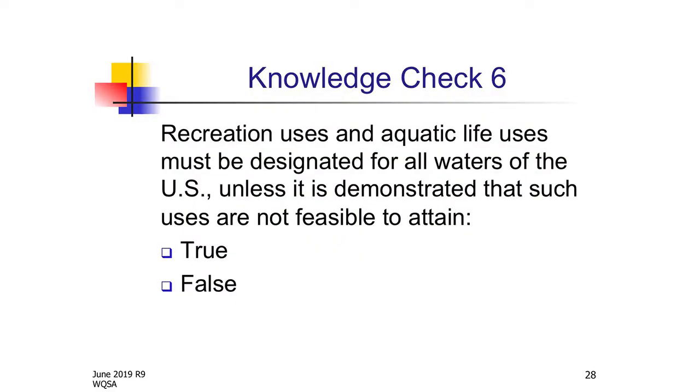Okay, another question. Recreation uses and aquatic life uses must be designated for all waters of the U.S. unless it is demonstrated that such uses are not feasible to attain. That's true, right? Yeah, unless a state or authorized tribe rebuts the presumption through the required UAA, it is presumed that all waters can attain.